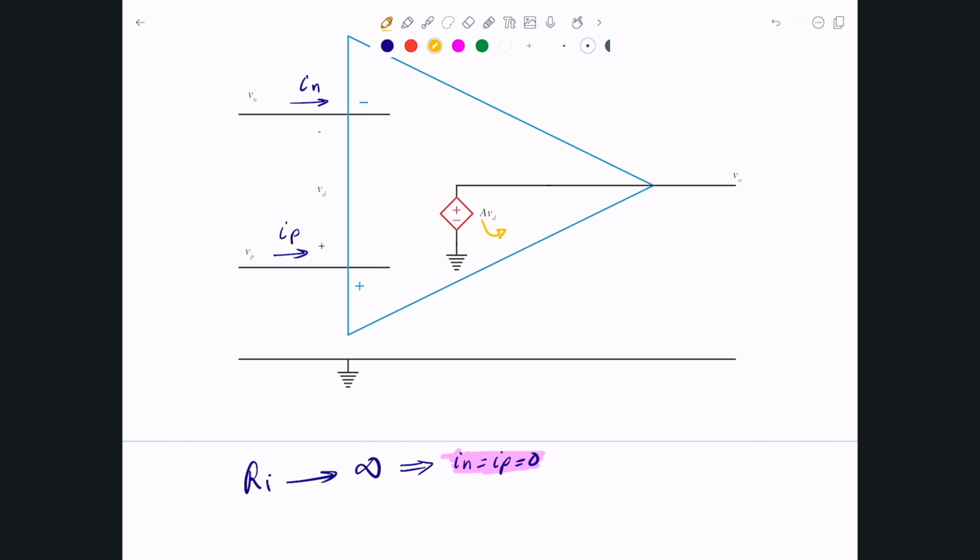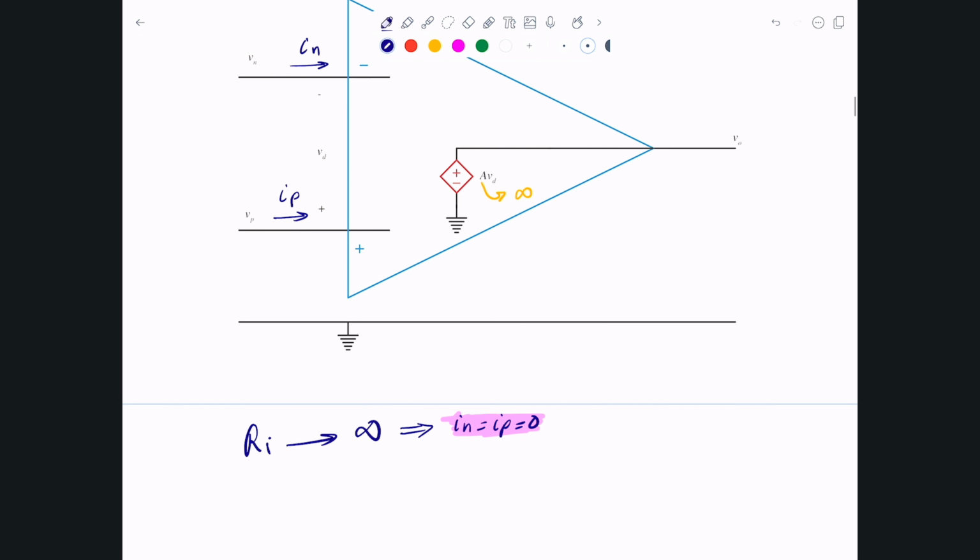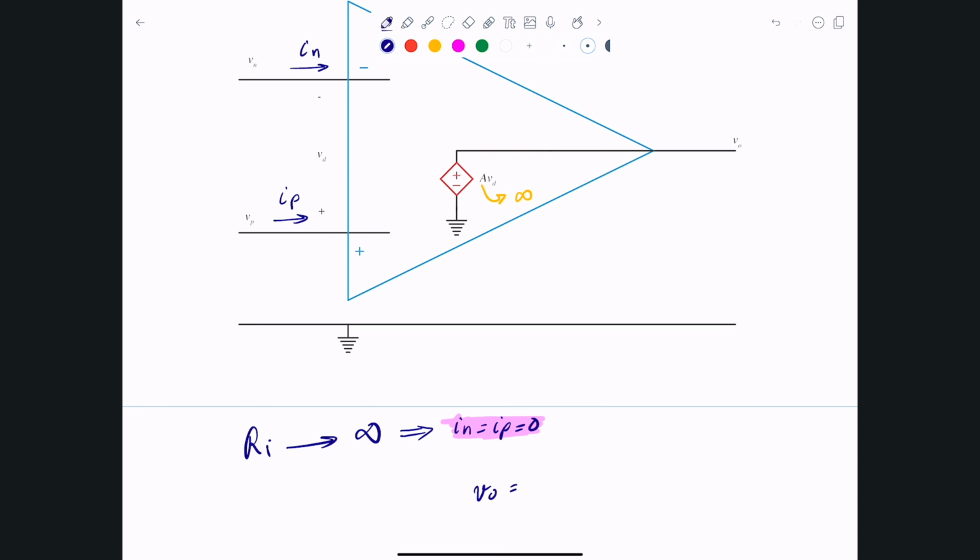Let me now talk a little bit about the other assumption. The A, which is the open loop gain, will basically be very large, and I'm going to just assume that it's infinity. I have briefly ignored it, so let me see what effect it will have. The V output in this particular case is simply A times VD, based on the assumption that the output resistance is 0, so the output voltage becomes just the value of the dependent voltage source in here.